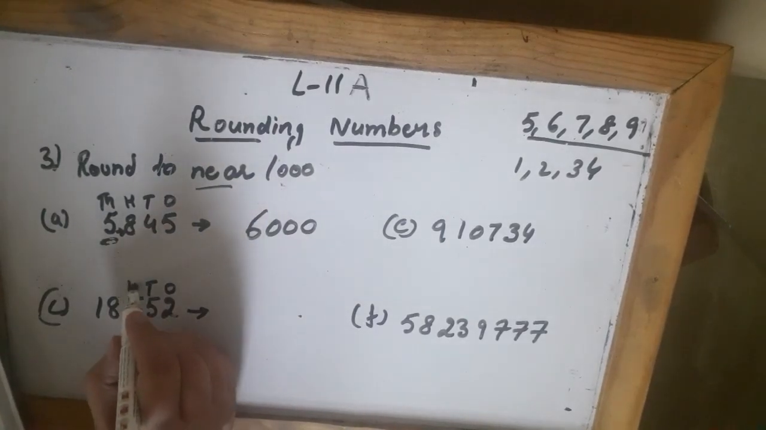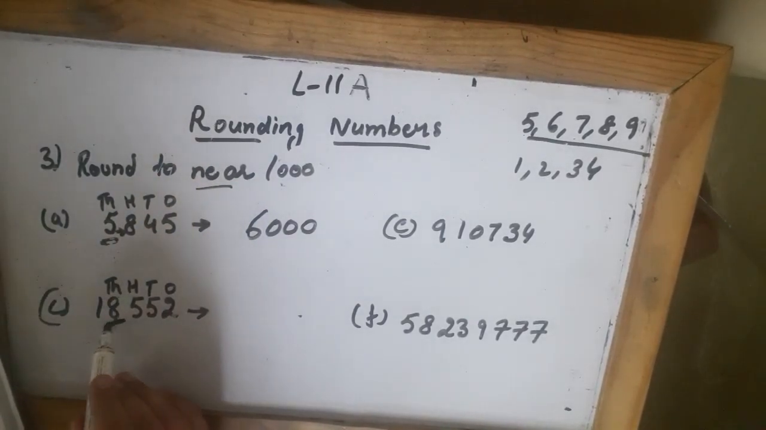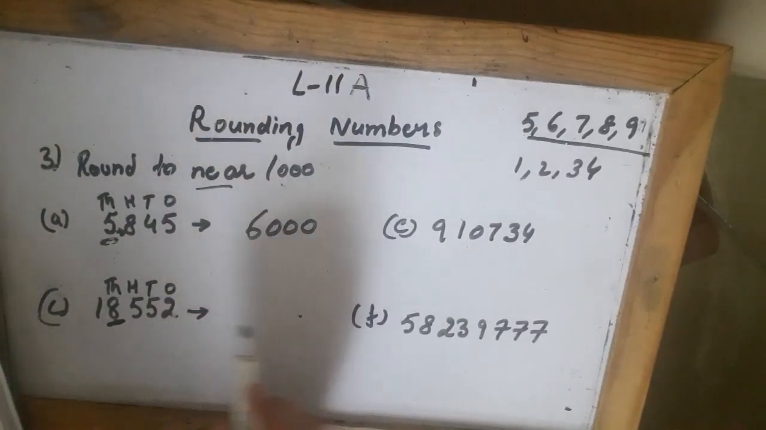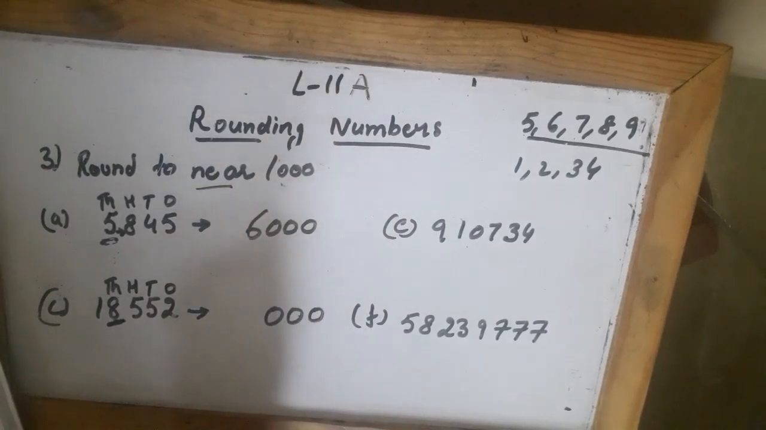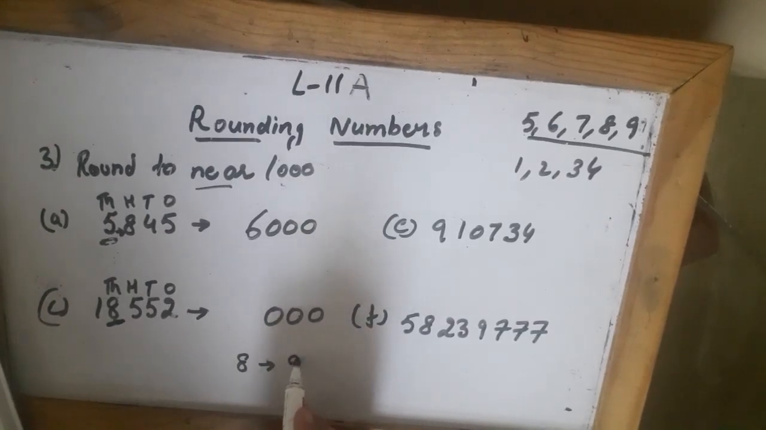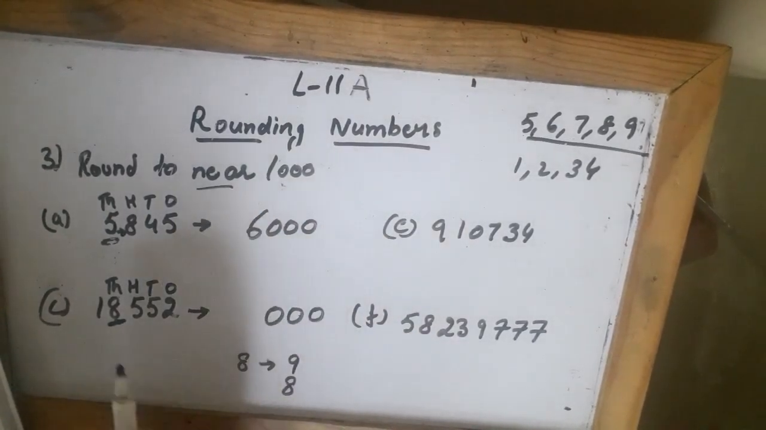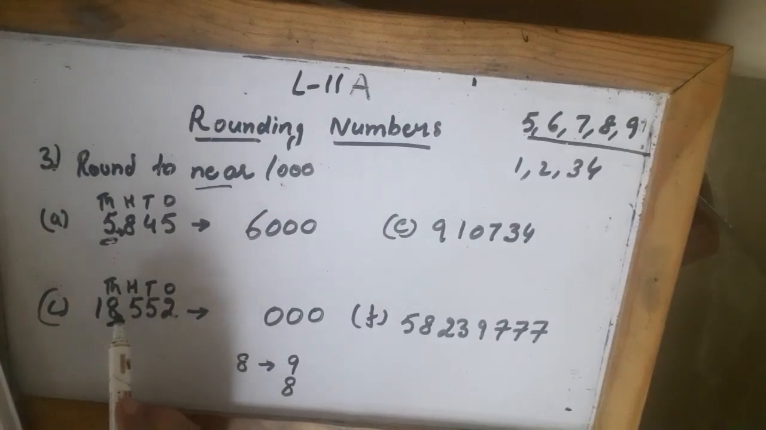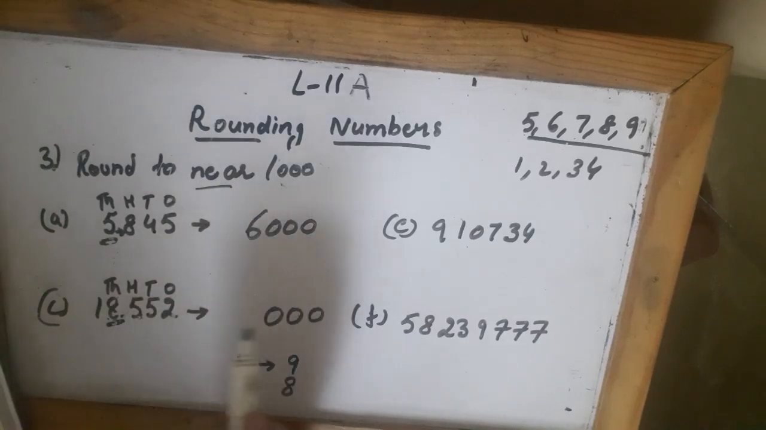Again, mark the digit at the thousands place. This is 18. So the digits at the ones, tens and hundreds place will become 0. Now the digit at the thousands place, which is 8, will either change into the next digit 9 or remain the same. How will I decide? I will look at the digit immediate to the right of 8. It is 5. I said that when the next digit is 5 or more than 5, then this digit gets changed. So 8 will become 9, and the rest will remain the same.